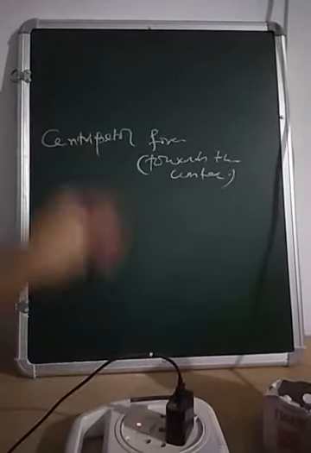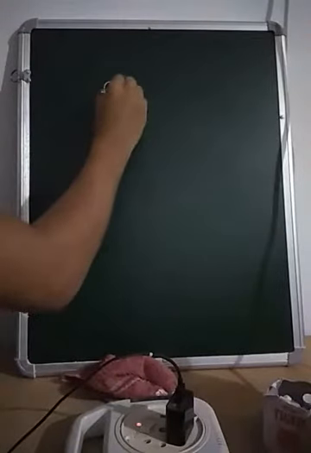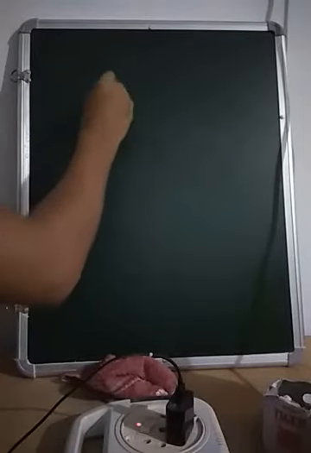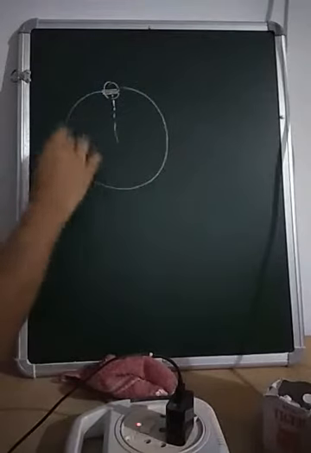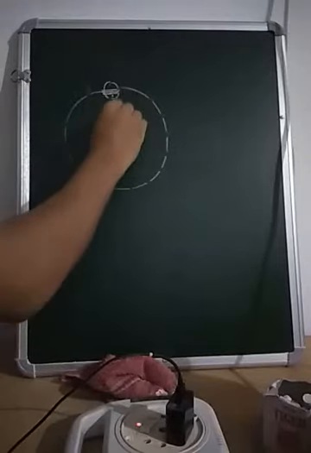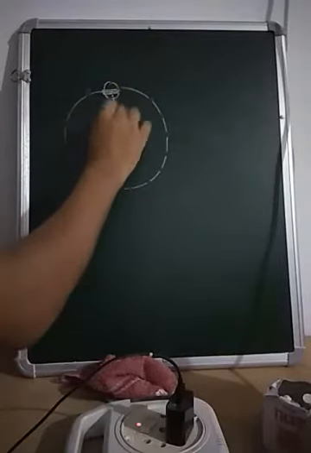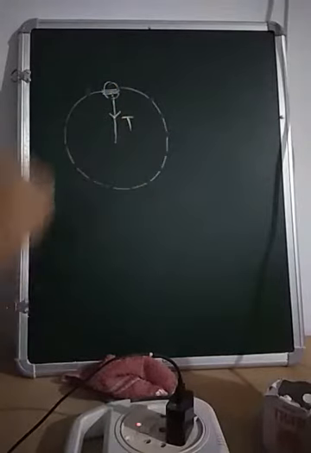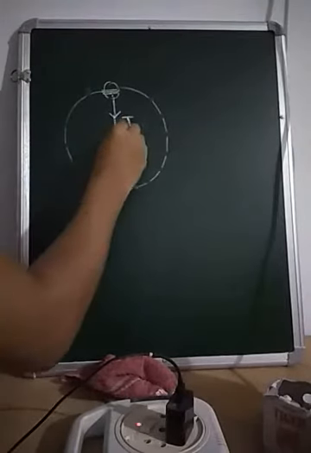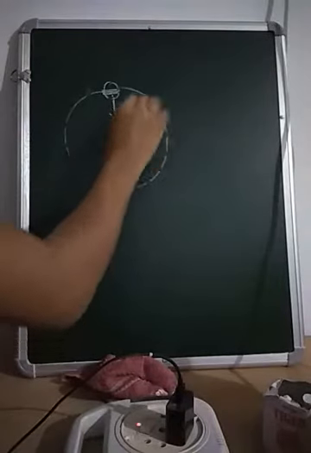Like when you rotate a stone, suppose you have tied a stone with a string or rope and rotate it in a circular path. Then what is the cause of centripetal force in this system? It is because of the tensional force. Okay. The centripetal force is because of the tension in the rope.